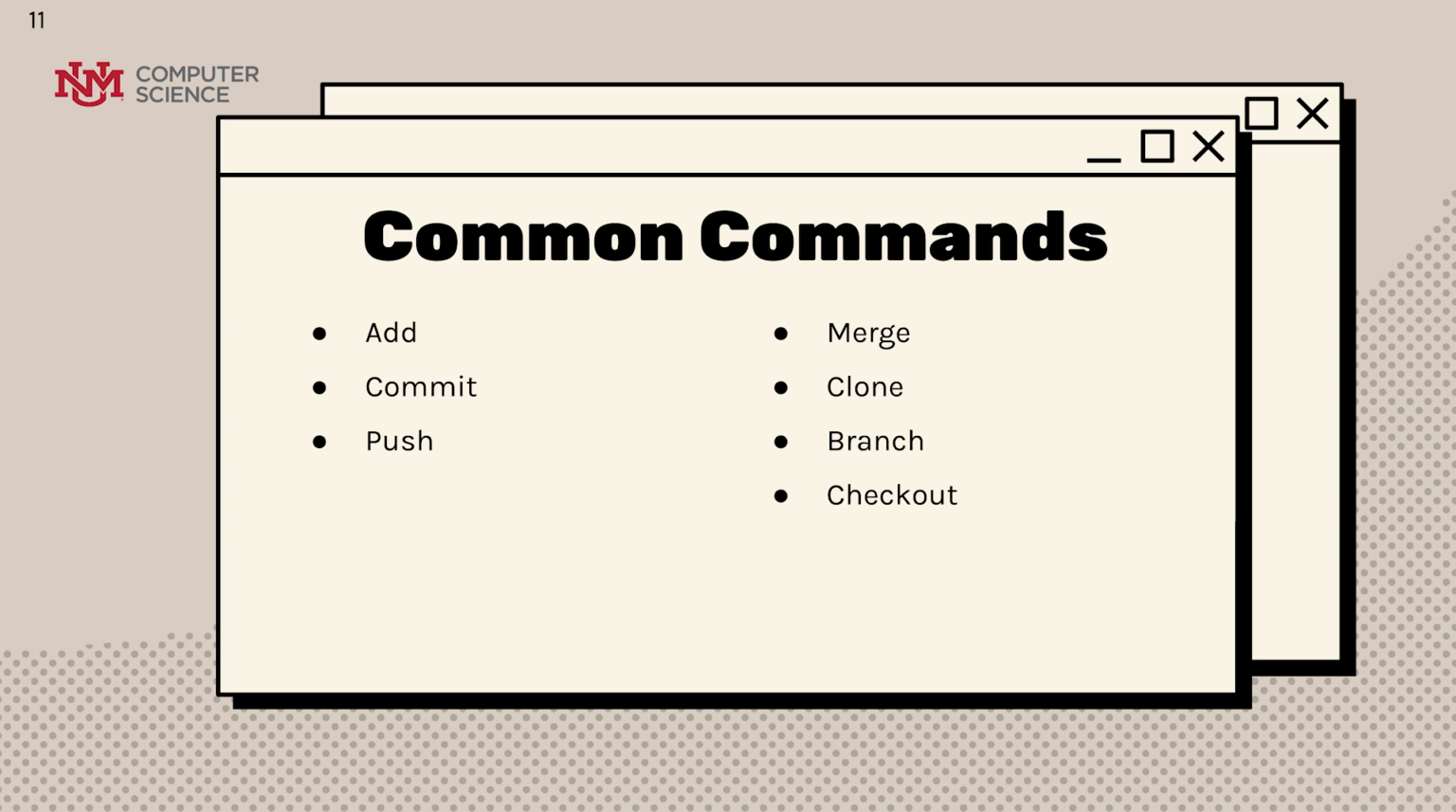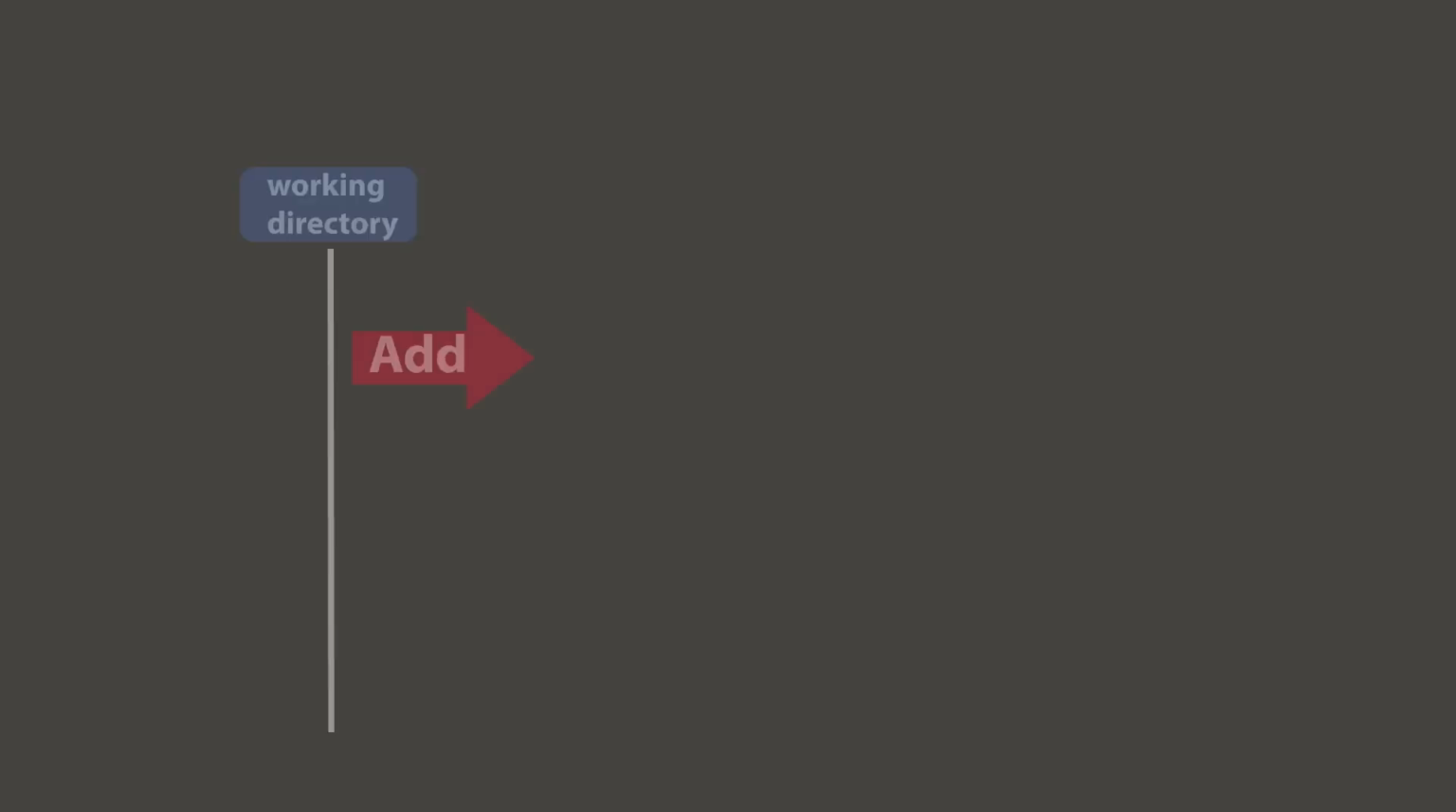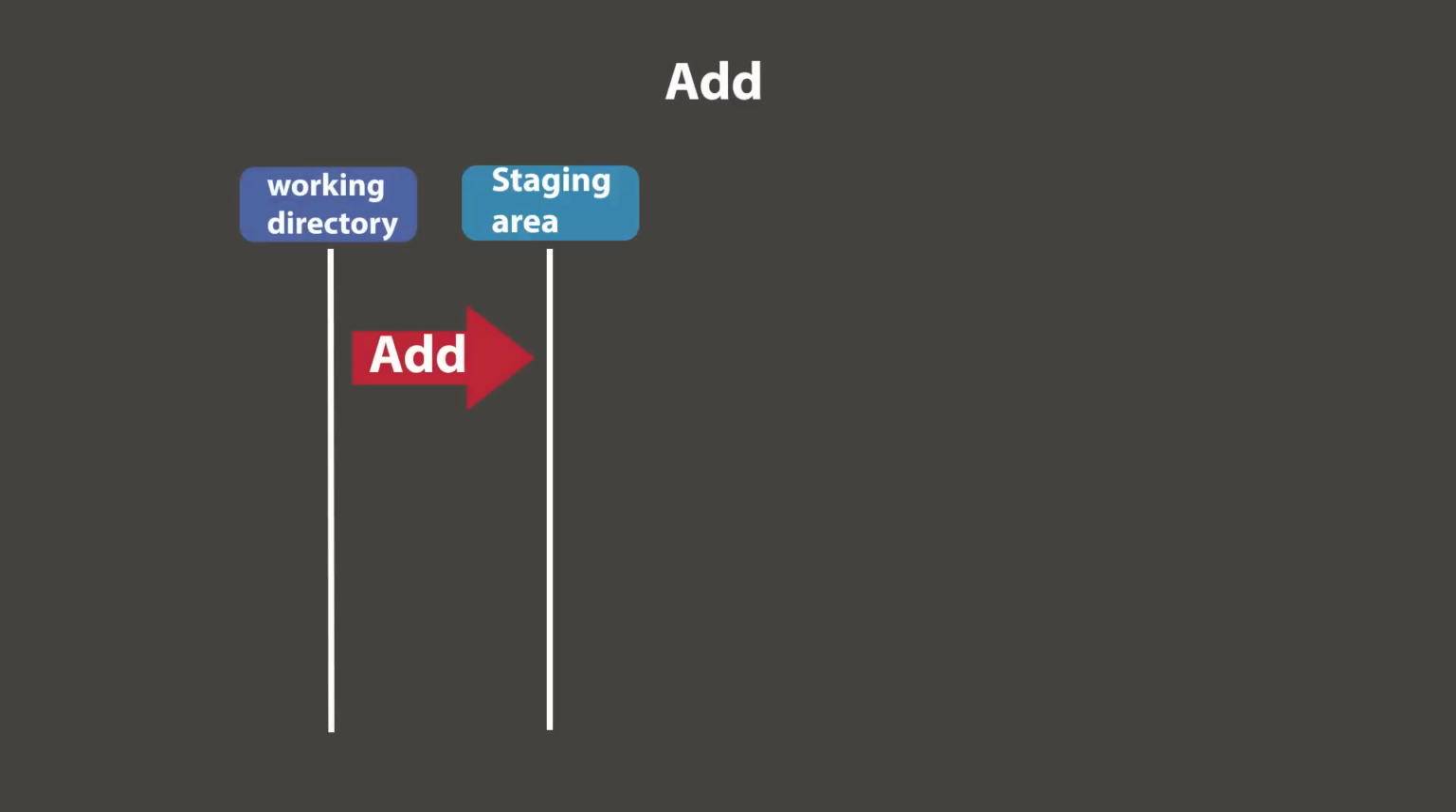Welcome back. Let's go through the most common Git commands you'll need to know. Here are a few essential Git commands. Git add will add files to the staging area. The staging area is a place where all your changes are stored for your next commit.